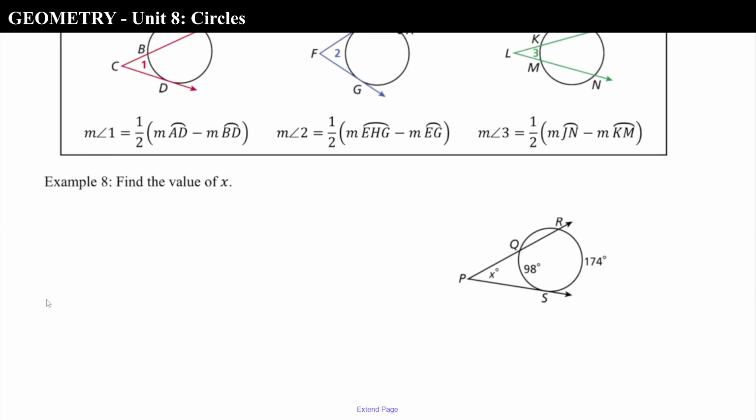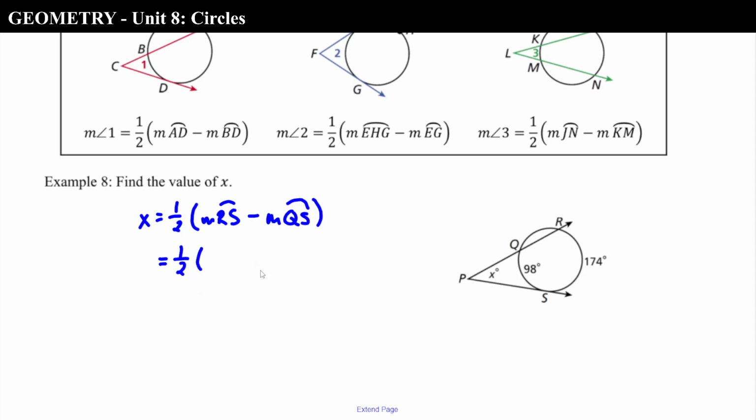So, for example 8, we want to find the value of x. Okay, that's going to be our angle. So, x is going to be 1/2 of our big arc, which is RS, minus our little arc, which is QS. The reason you have to do big minus little is otherwise we'd end up with a negative value, and you can't have a negative arc measure.